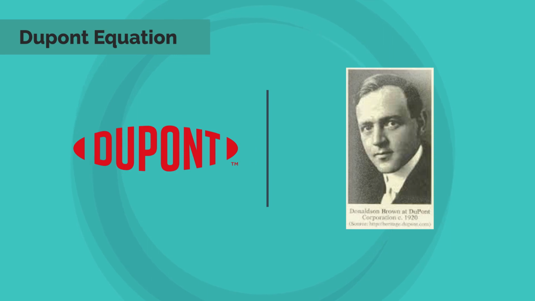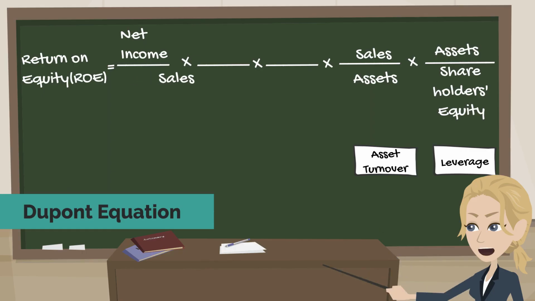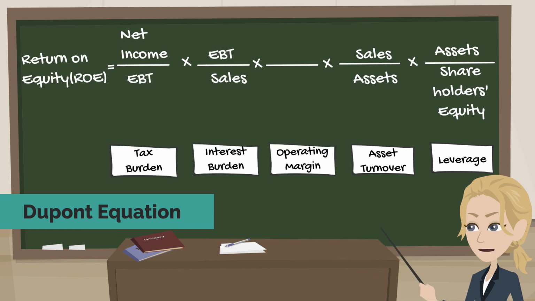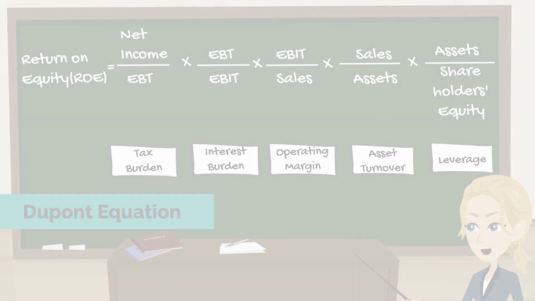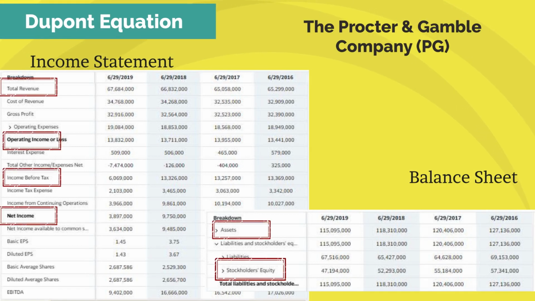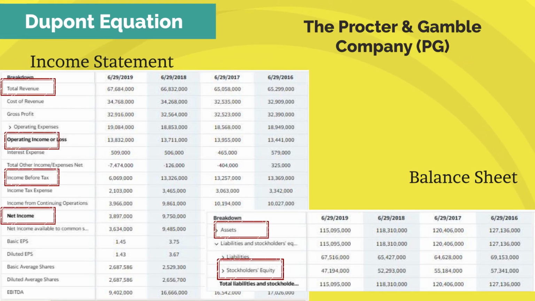He later used it as CFO at General Motors. In modern accounting, the DuPont equation is further drilled down to calculate the tax burden, interest burden, and operating margin. Let's take the example of the Procter & Gamble Company (PG) income statement and balance sheet to evaluate what is driving the ROE over the years.